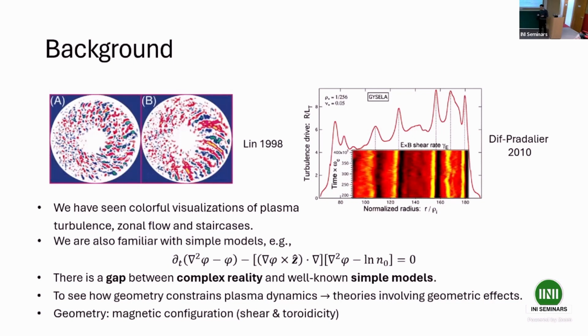So the main target of today's talk is to give you an introduction to the theories involving the geometric effects. Here, I need to clarify that geometry in this talk refers to the magnetic configuration. We mainly focus on the magnetic shear and the toroidicity effect in the tokamak.